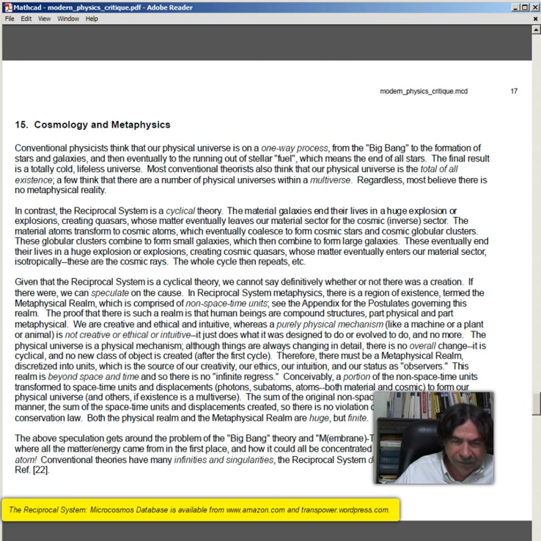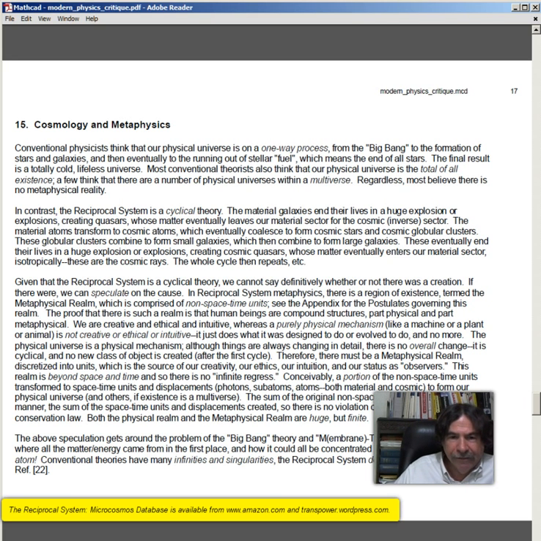We are creative and ethical and intuitive, whereas a purely physical mechanism, like a machine or a plant or animal, is not creative or ethical or intuitive. It just does what it was designed to do or evolved to do, and no more. The physical universe is a physical mechanism. Although things are always changing in detail, there is no overall change. It is cyclical, and no new class of objects is created after the first cycle.